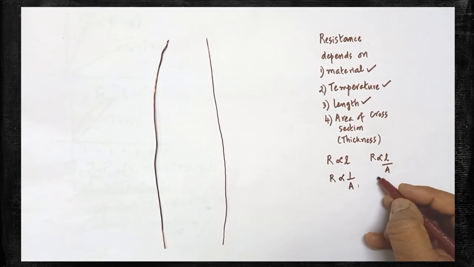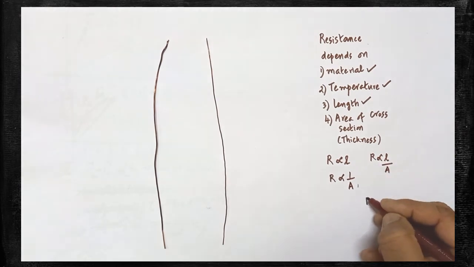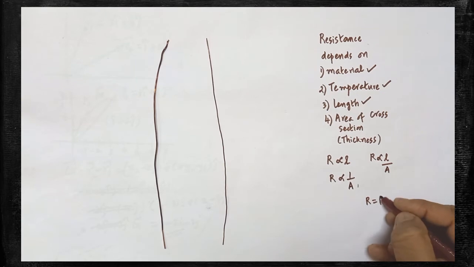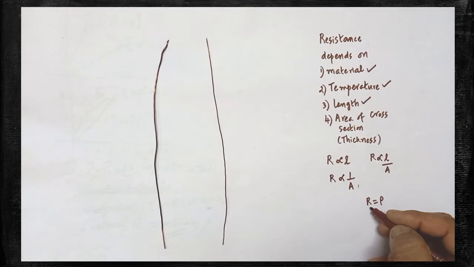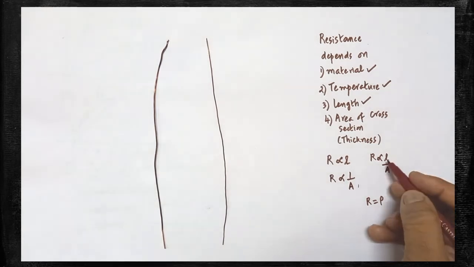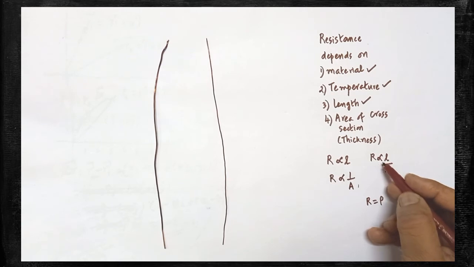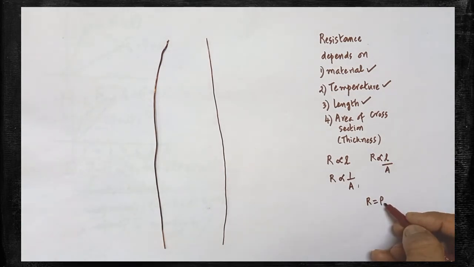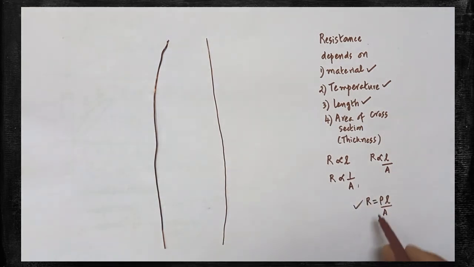Everything is combined here, but they have to be equalized. How to equalize? By introducing a constant. That constant is called rho. That rho is called resistivity. Resistance is equal to, the directly proportional symbol is to be removed and substituted. Is it clear? After writing the equal symbol, some constant must be introduced. Therefore I have written one constant called rho, that is called the resistivity of the material, R = rho L by A. So this is the formula from which we are able to calculate the resistance of any wire.